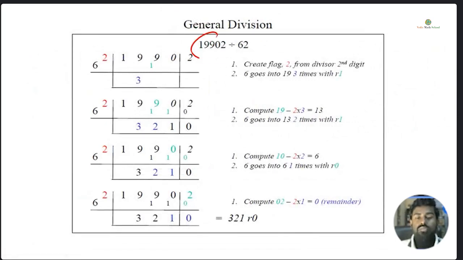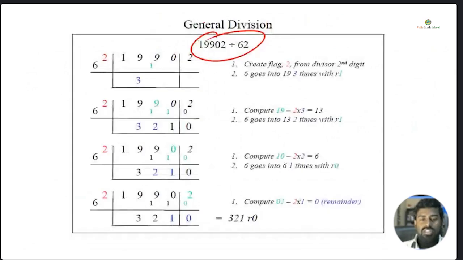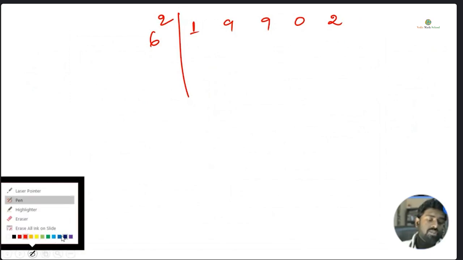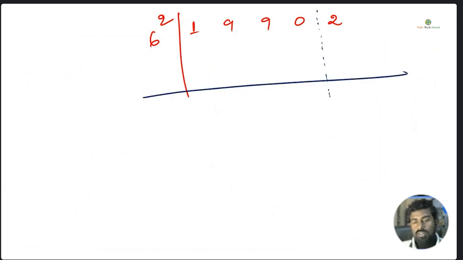Now look at this. I am going to increase the value. 19902 divided by 62. 1990 divided by 62. So this is the question we are discussing, and I have written it in a proper format. Now what will be the value for the divisor for the remainder? This is right, one flag. So one value is for the remainder.